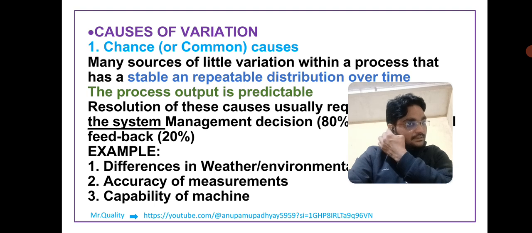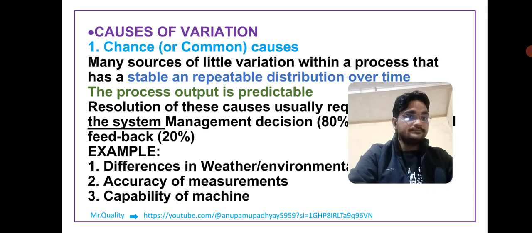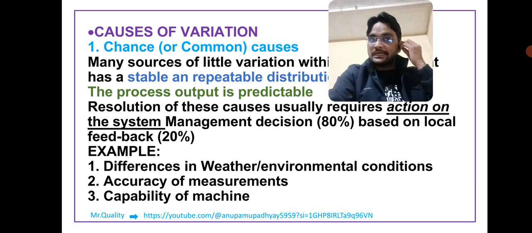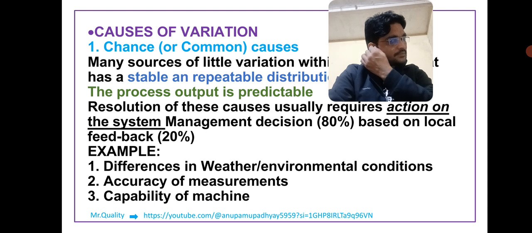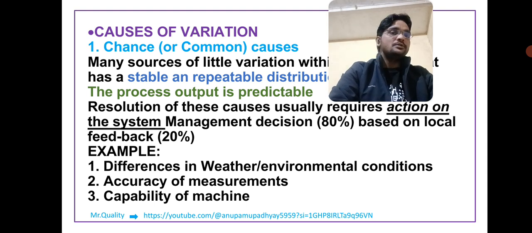These variations are many sources of little variation within a process that has a stable or repeatable distribution over time. This is a repeatable distribution, meaning the process output will be predictable. The variation is always present in the process, and that repeatable distribution should ensure the output is predictable. Resolution of these causes usually requires action on the system, meaning 80% of action is based on management decision and 20% on local feedback.